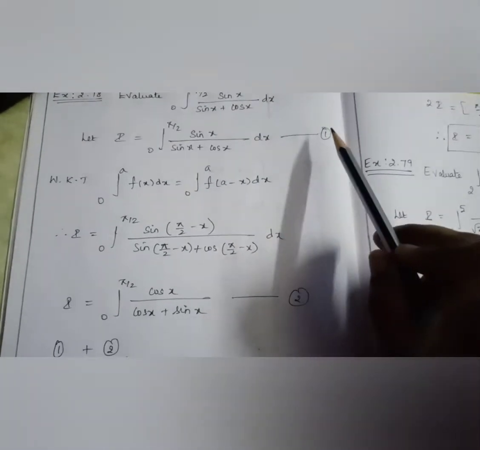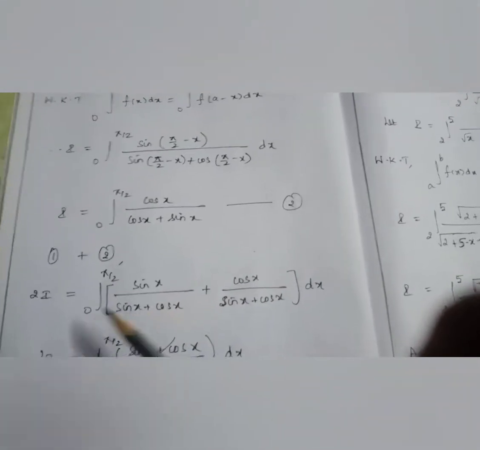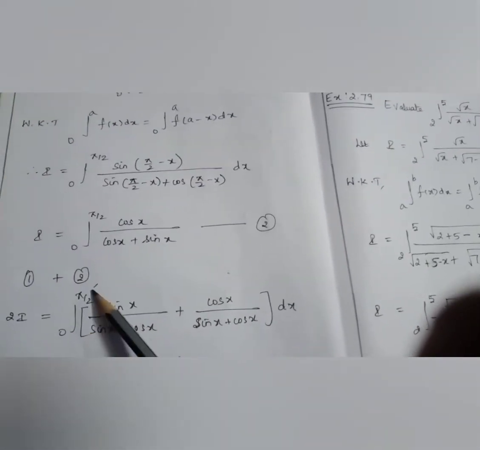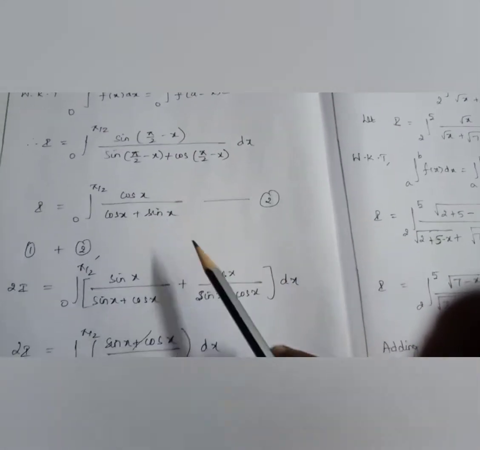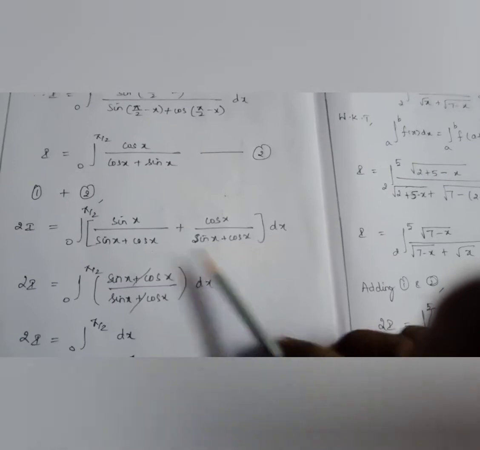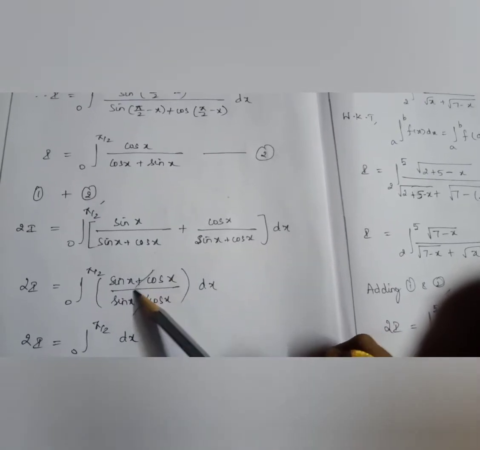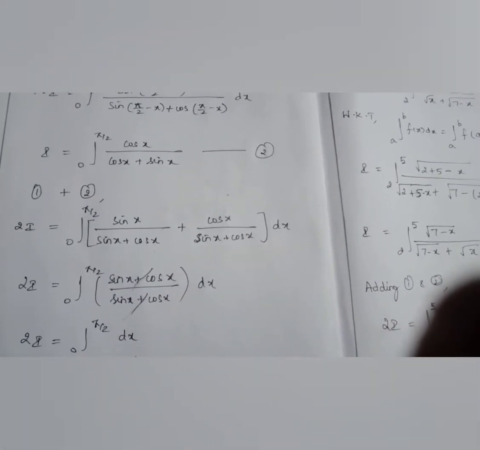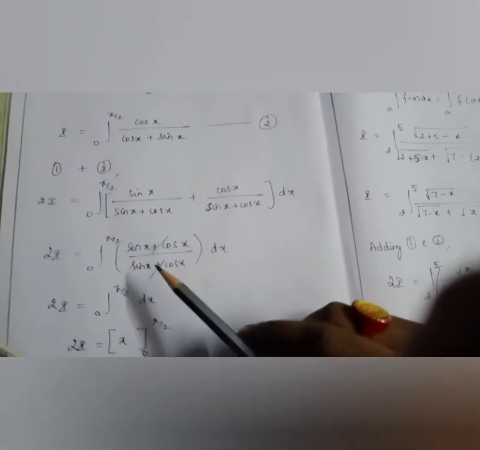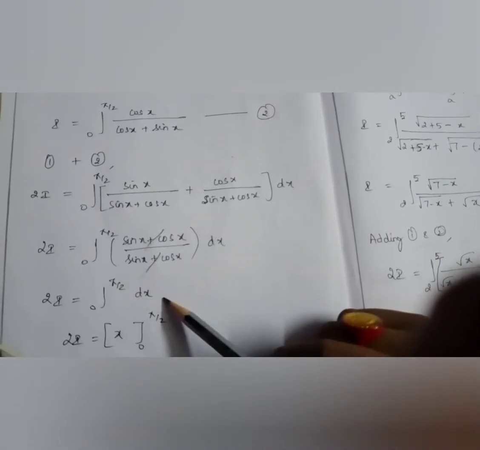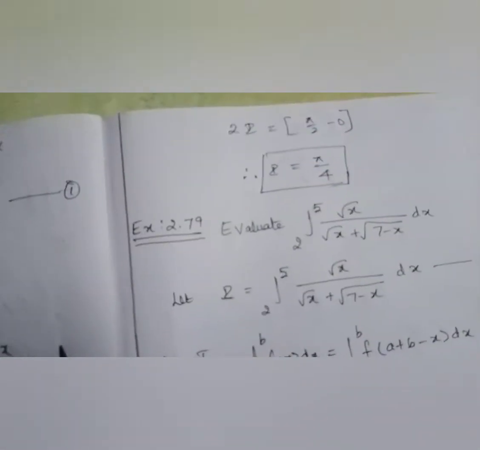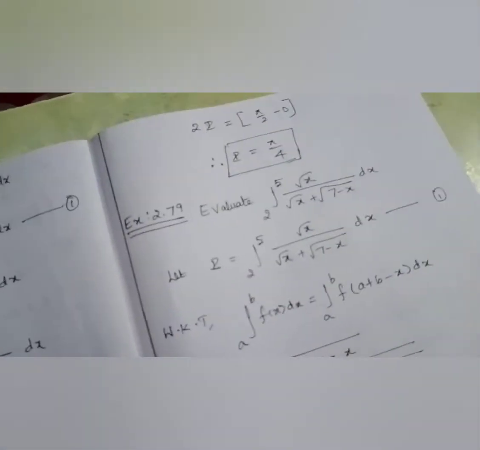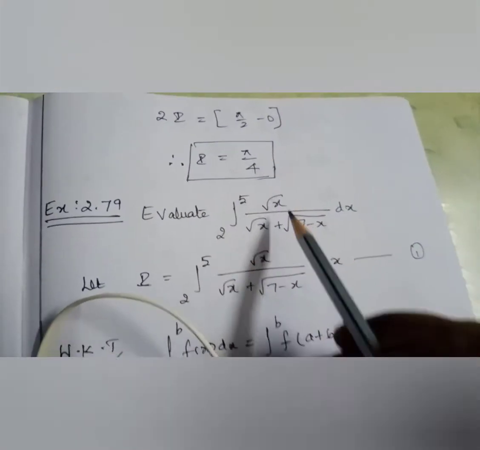Now I am going to add this 1 and 2. So adding 1 and 2, I plus I becomes 2I is equal to integral 0 to pi by 2. First expression is sin x divided by sin x plus cos x, and second expression is cos x divided by cos x plus sin x. The denominator is common, so I can add them both. The sin x plus cos x in the numerator and denominator will get cancelled. So I will get 2I is equal to integral 0 to pi by 2 dx. When I integrate dx, I will get x within the limits 0 to pi by 2. So the upper limit is pi by 2 minus the lower limit 0. So 2I is equal to pi by 2 and I is equal to pi by 4.